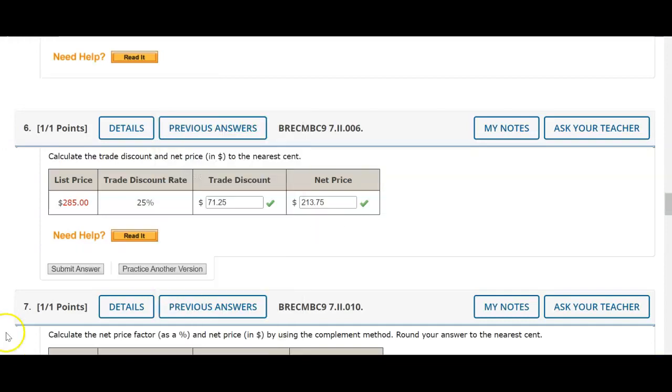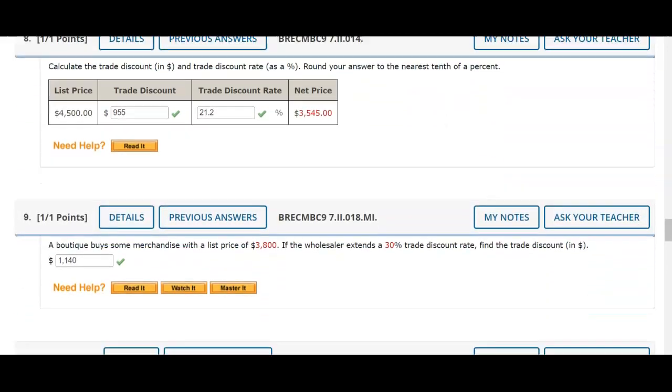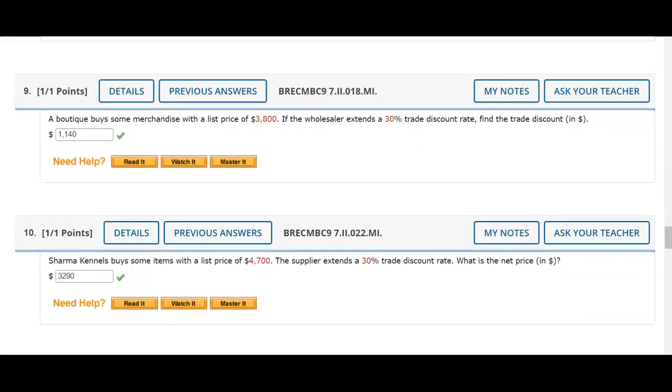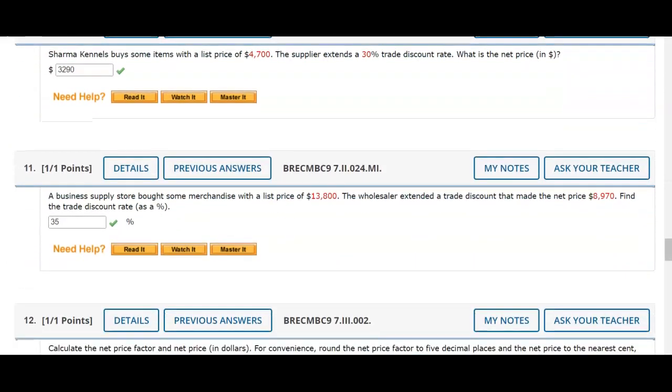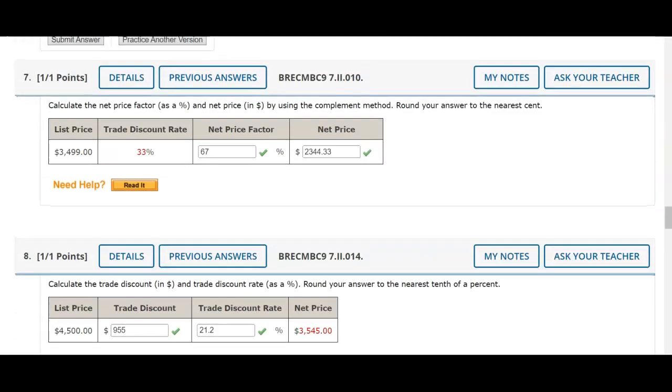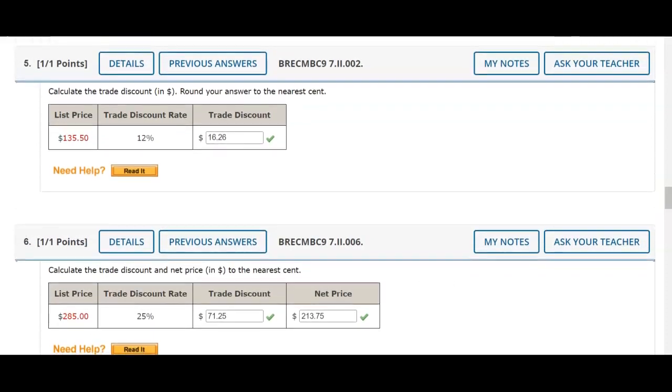But to get your net price, you take your list price and subtract the discount. So if you take $285 and subtract $71.25, you will get the net price of $213.75. All right, I'm going to work question 7, 8, and 9, and 10. Well, we're going to try to work through 11. I may do this in 2 separate videos to keep the time down.